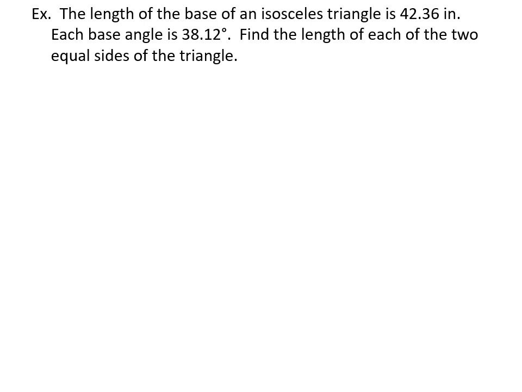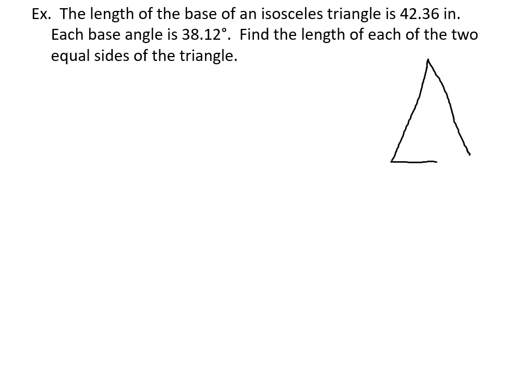Okay, how about this one? The length of the base of an isosceles triangle is 42.36. Each base angle is 38.12. Find the length of each of the two equal sides of the triangle. So what we have is an isosceles triangle. This is definitely where a picture will come into play very nicely.